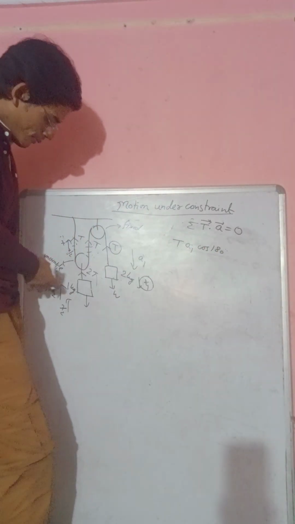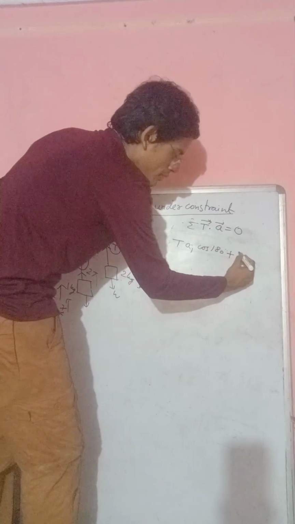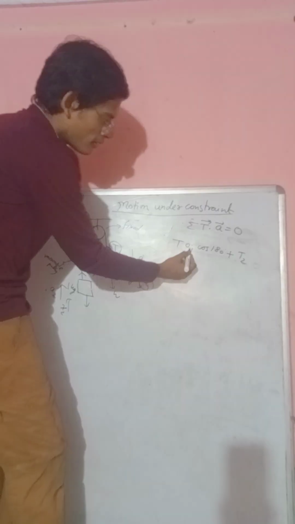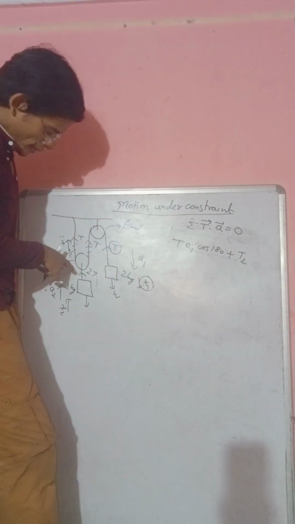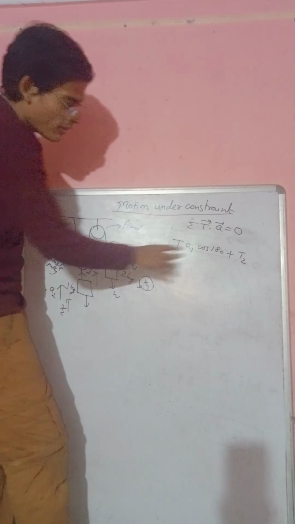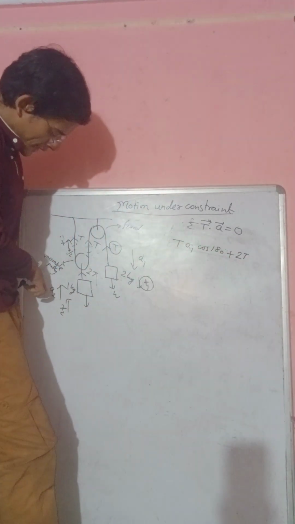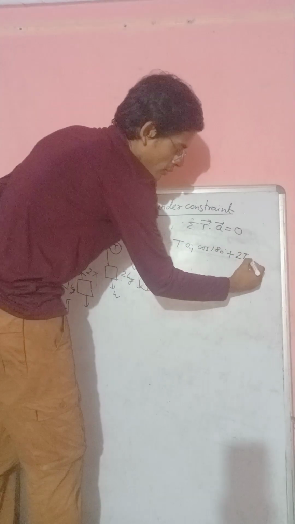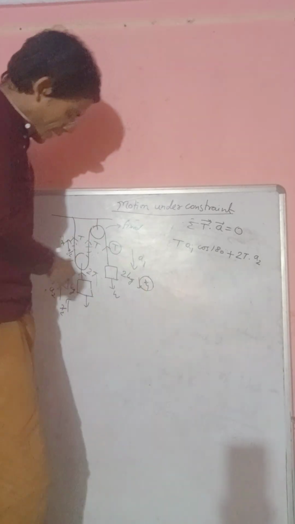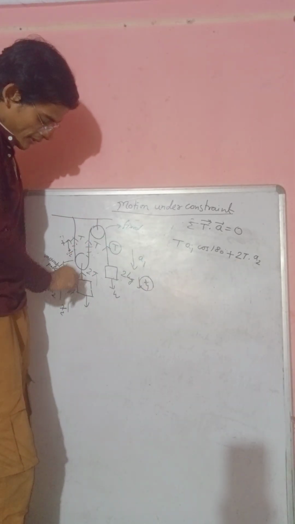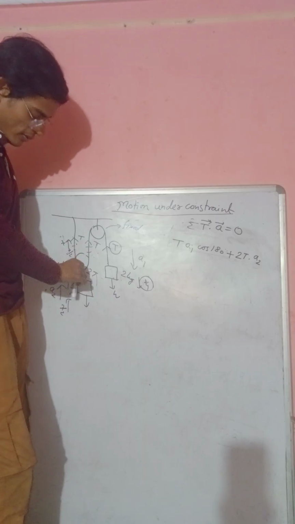Okay, next for this part, T2 is in the upward direction. See, T2 is the 2T here, T plus T. So you write 2T. Acceleration is in the upward direction, so you write A2. Now tell me, what is the angle between the tension force and acceleration? See, tension and acceleration both are in the same direction. So the angle is 0.